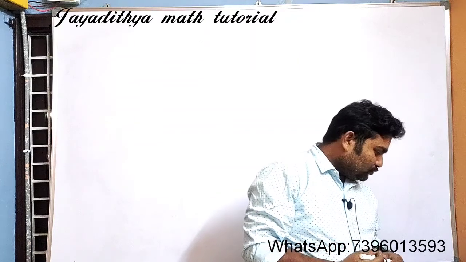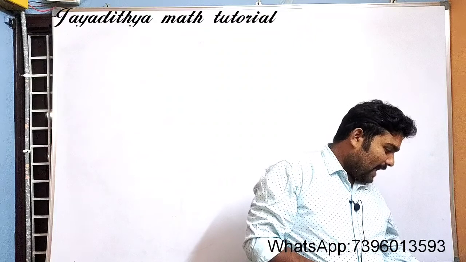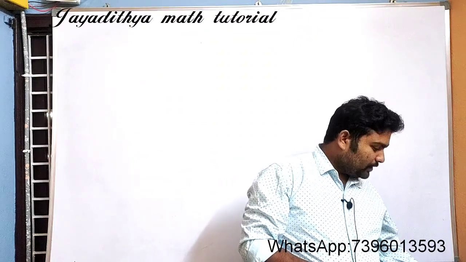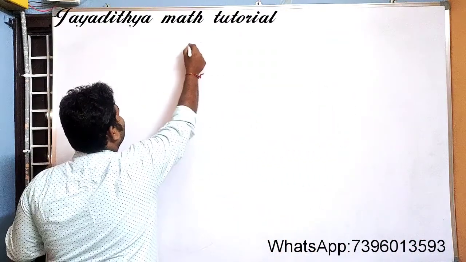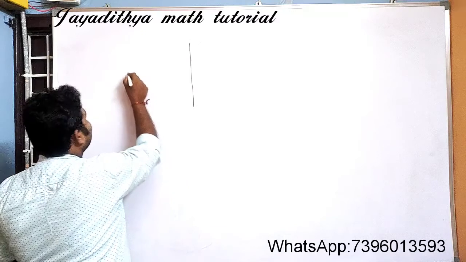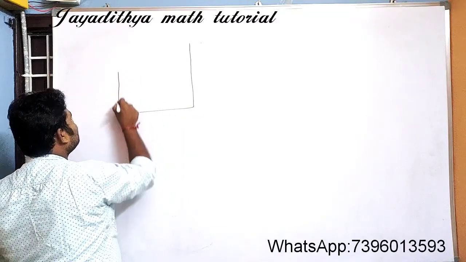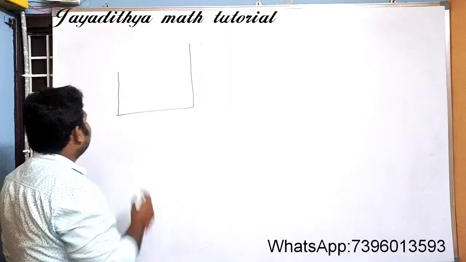The next question is, from the top of a building, the angle of elevation of the top of the cell tower is 60 degrees and the angle of depression to its foot is 45 degrees. So see here, we have two things. The first thing is the tower and the other one you can take as building.